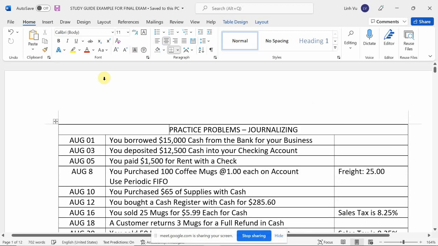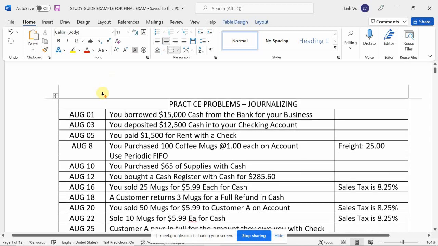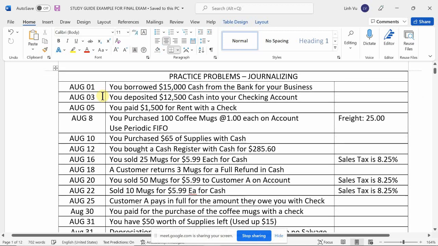The study guide for the final exam, okay? So I already broke it down earlier that for the final exam, the last 20 questions, you're going to be responsible to complete the entire accounting cycle within those 20 questions.